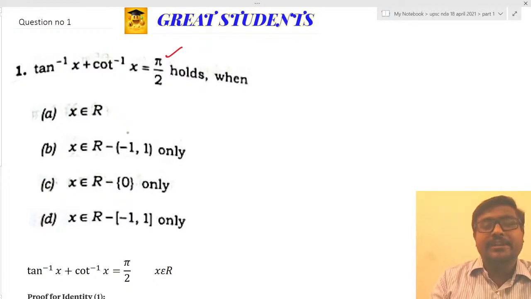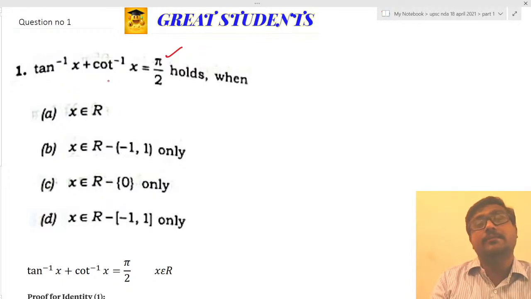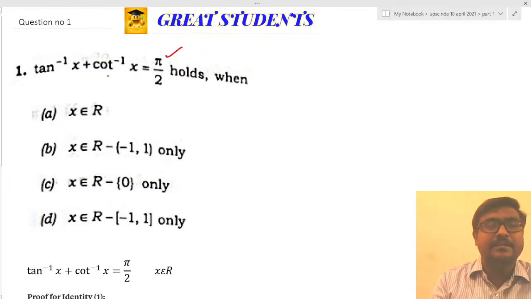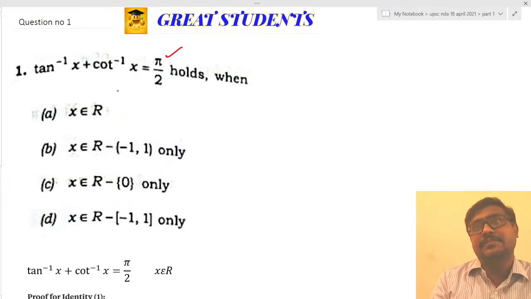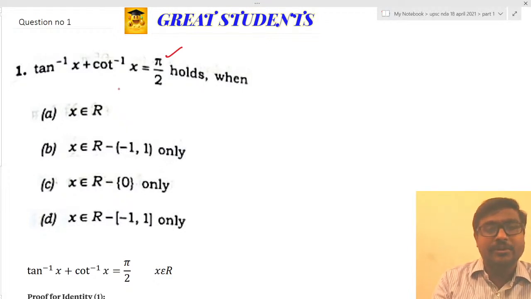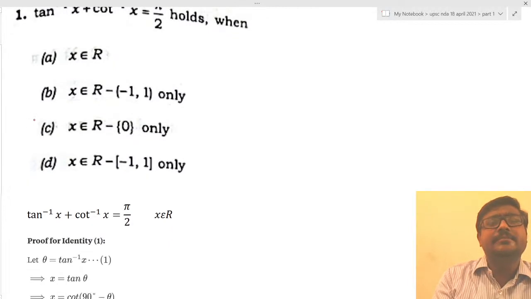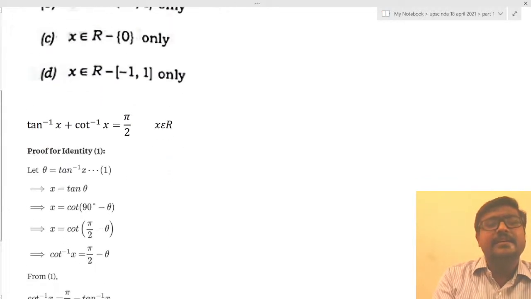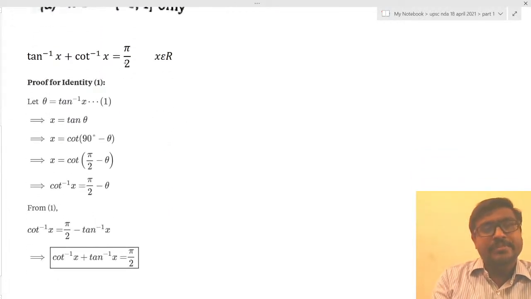We have two other similar formulas: sin inverse of x plus cos inverse of x equal to pi by 2, and secant inverse of x plus cosecant inverse of x equal to pi by 2. You know all that. But in this, the limit of the x value matters. So for that we will go to the proof. I'm just going to prove this property.